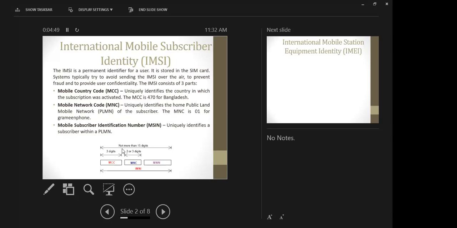Okay, the total is not more than 15 digits. Not in binary, I mean in decimal digits. In binary, it is longer. In decimal digits, it's not more than 15 for the total IMSI. So from now on, your identity in the network is IMSI.